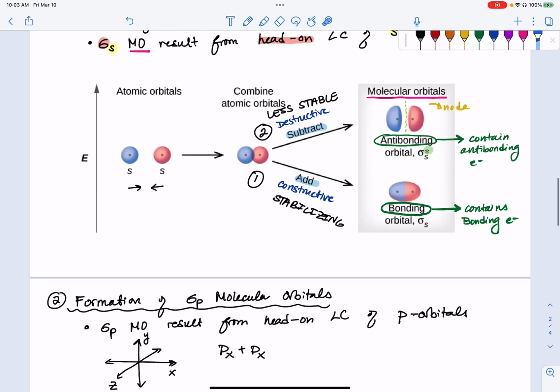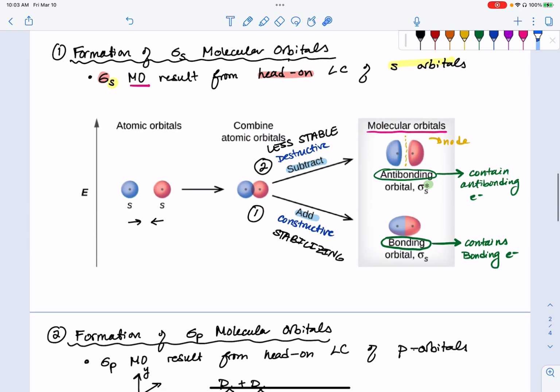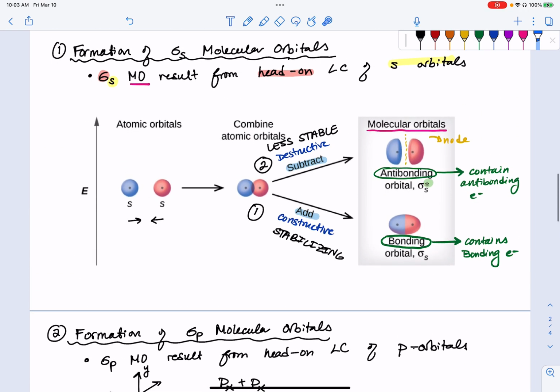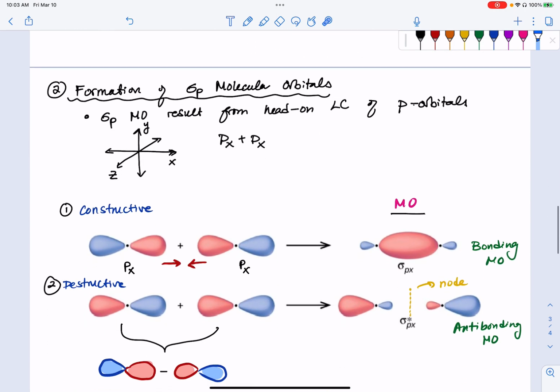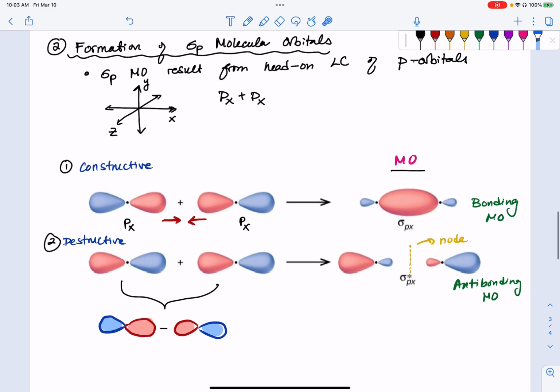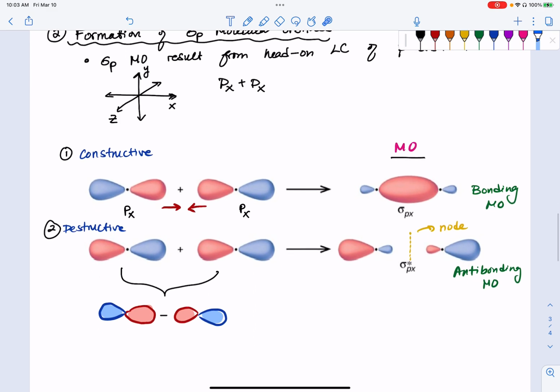Okay, in our next video, we're going to look at how we can make these pi orbitals, or the potential for double and triple bond formation. So we're going to look at what happens to our p orbitals that are not combining in a head-on manner. So we're going to look at the px and the pz, the py and the pz orbitals.